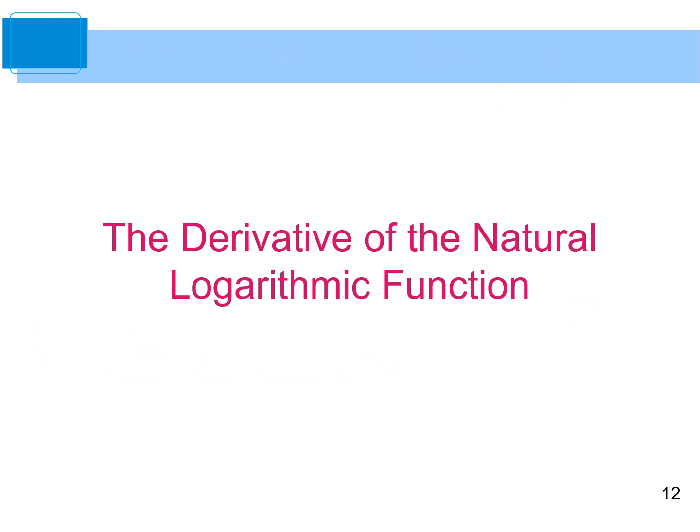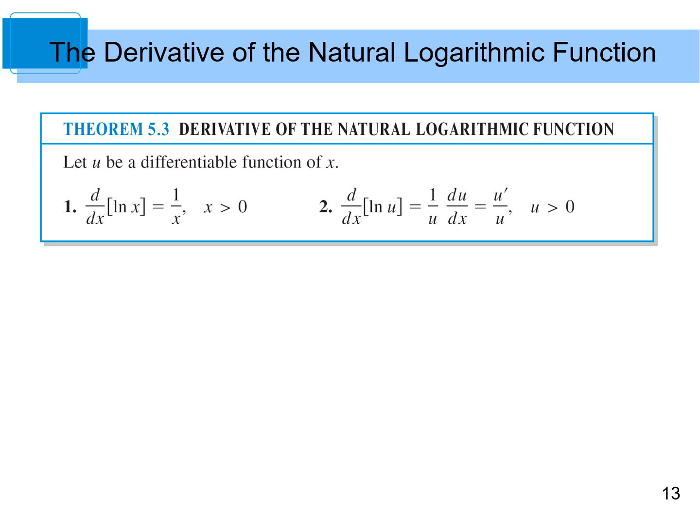Let us now discuss the derivative of the natural logarithmic function. So we have here the theorems involving the derivative of the natural logarithmic function. So u must be a differentiable function in terms of x. Number one, if you want to get the derivative of the natural logarithm of x, so it's ln of x, the derivative of this is just 1 over x, where x is greater than 0.